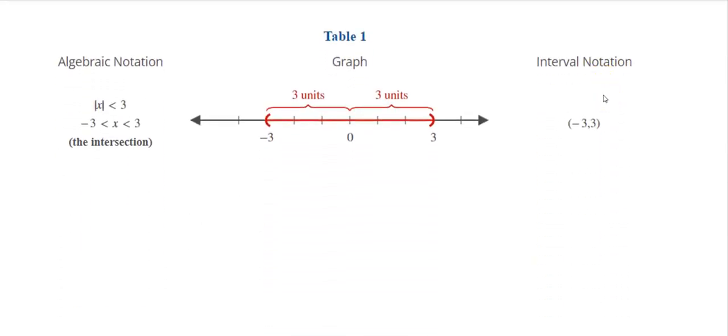Okay, we've got the absolute value of x is less than 3, which means obviously that we're going to have a 3 on this side or a negative 3 on this side. It's no different than whenever we had the absolute value of x equals 3, that we could have x equals 3 or x equals negative 3. But now we've just switched it to a less than sign.